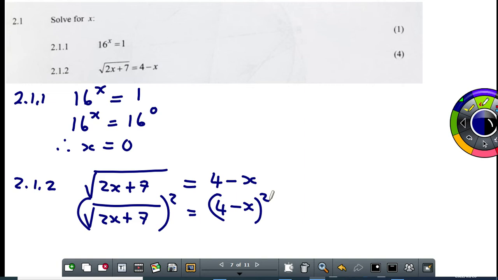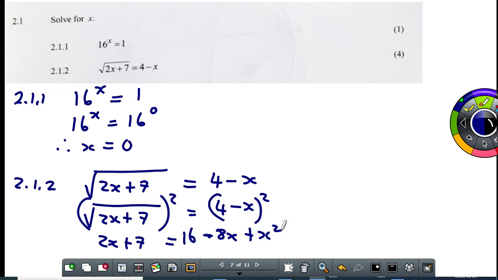Okay? So you get 1 mark for squaring both sides, like that. Then this becomes 2x plus 7 equal to, be aware that here you get a trinomial, which we call a perfect square trinomial. So 4 times 4, you get 16, right? Then 4 times x, or you can say 4 times minus x times 2, that will give you minus 8x. Okay? Then minus x squared, you get positive x squared.